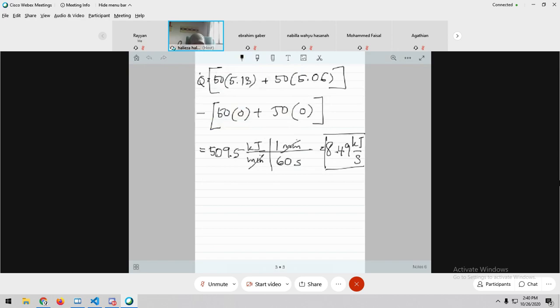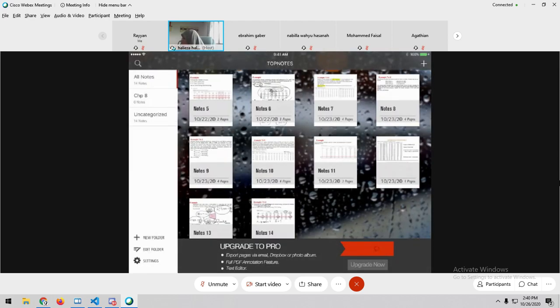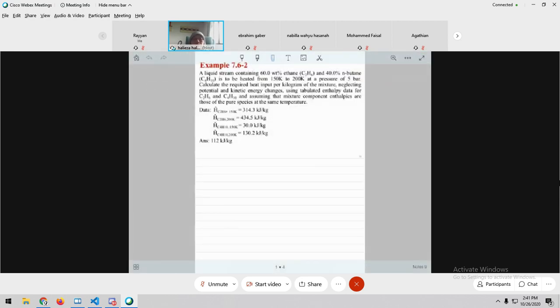Okay, since you don't have any questions, let's see whether we have any more examples. There's one example from the textbook that is almost similar to this problem. If I'm not mistaken, it is example 762. Let me find 762. Okay, that is example 762.